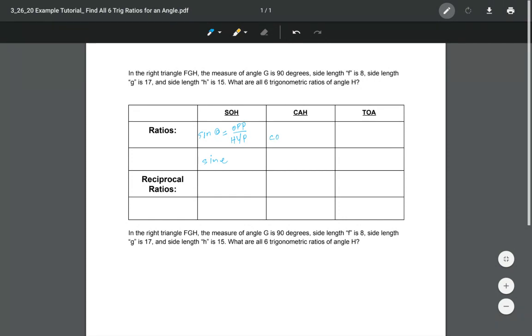Cosine of an angle equals adjacent over hypotenuse. And we call that cosine. Tangent of an angle equals opposite over adjacent. And we call that tangent.